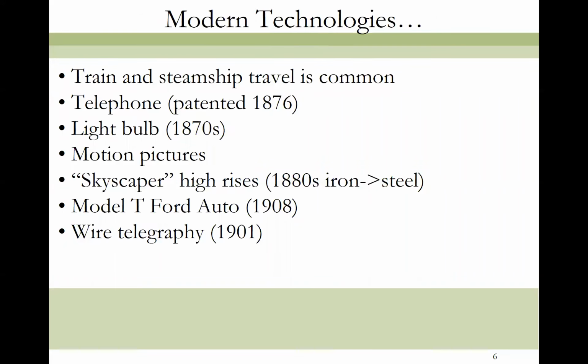Also, during the 19th century, we're talking about new technologies, right? So trains moving those goods, steamships moving those goods, obviously better communication with telephones. Things go much faster. People were awed by all of these new inventions. The light bulb. Later on, in the early 20th century, motion pictures, as you can see, moving into the 20th century, wire telegraphy as well.